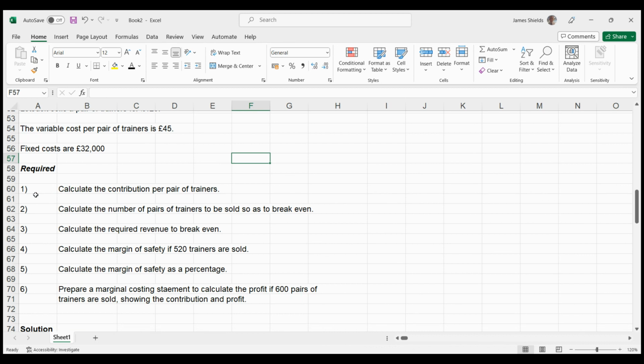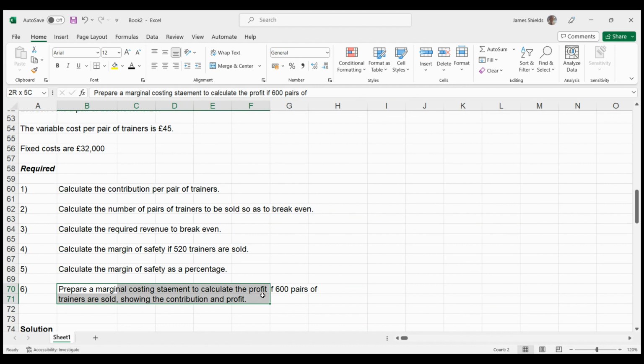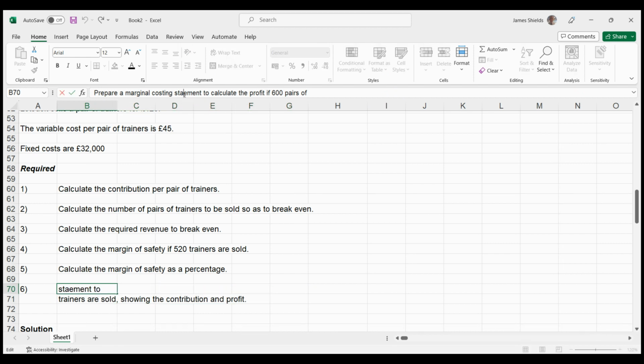Well, we've got 6 things to do. Number 1, calculate the contribution per pair of trainers. Number 2, calculate the number of pairs of trainers to be sold so as to break even. Number 3, calculate the required revenue to break even. Number 4, calculate the margin of safety if 520 trainers are sold. Number 5, calculate the margin of safety as a percentage. And finally, number 6, prepare a marginal costing statement to calculate the profit if 600 pairs of trainers are sold, showing the contribution and profit.